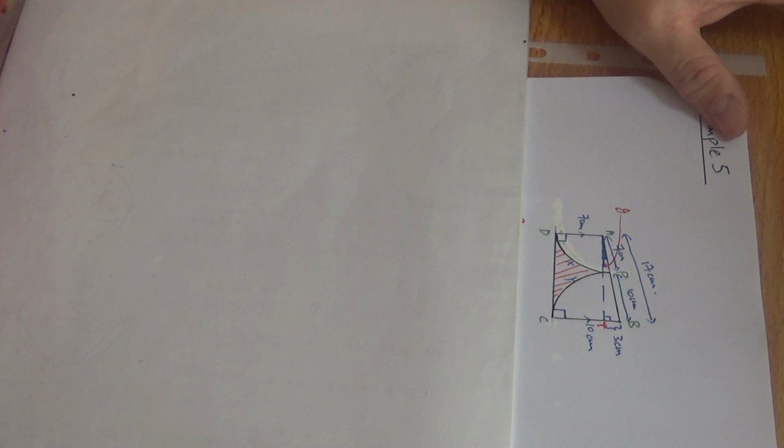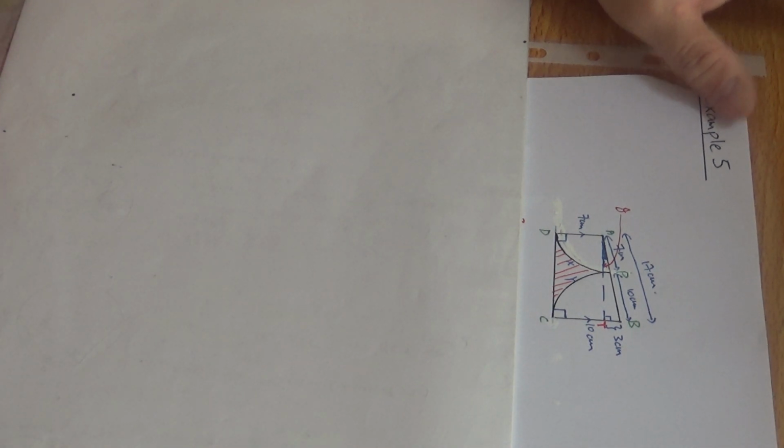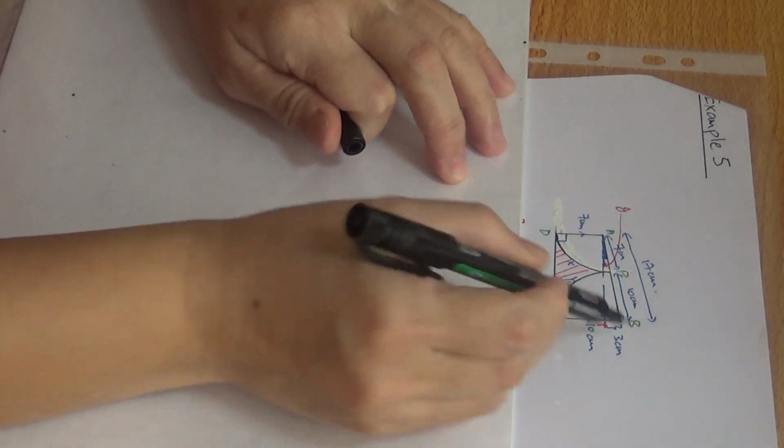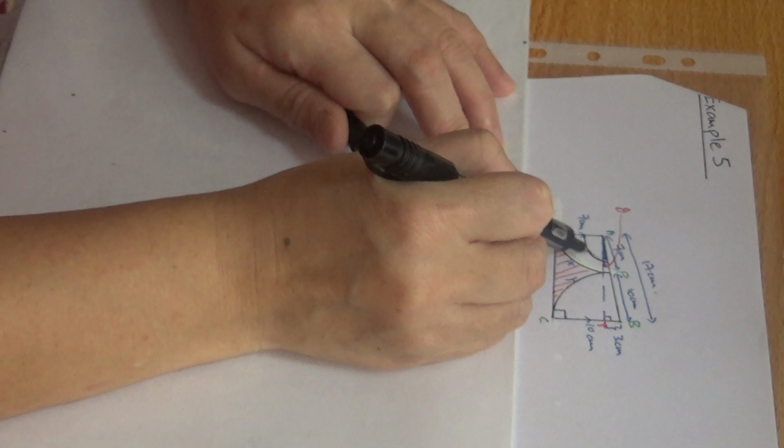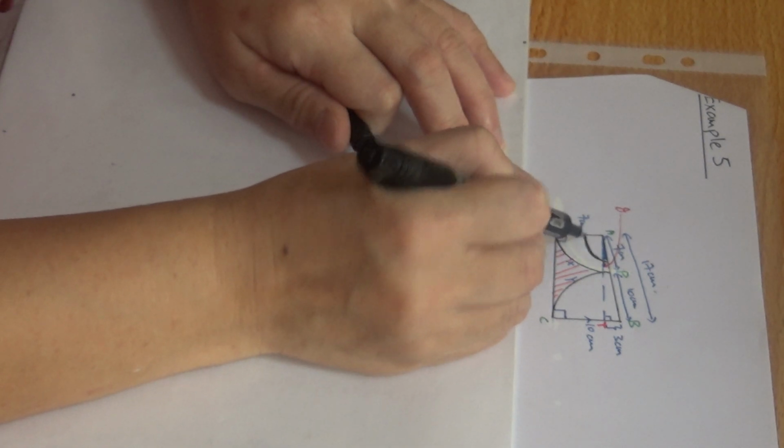PXD is an arc of a circle centered at A, and PYC is an arc of a circle centered at B. Show that angle BAD is approximately 100.2 degrees. Now, where is angle BAD? Angle BAD is this whole angle here.